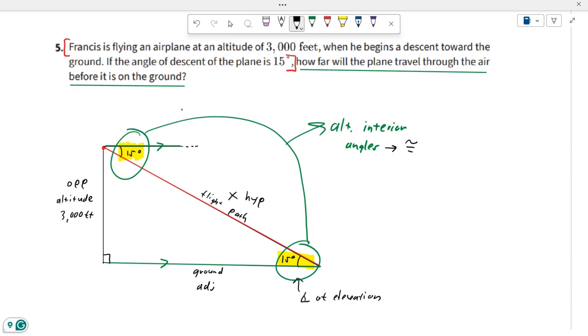What I want is to use whatever trig function, sine, cosine, or tangent, connects the thing that I know, which is the 3,000 feet opposite, and the thing that I want to know, which I've labeled as x, which is the hypotenuse. So which trig function, sine, cosine, or tangent, connects the opposite and the hypotenuse?